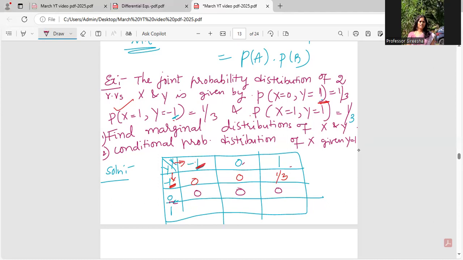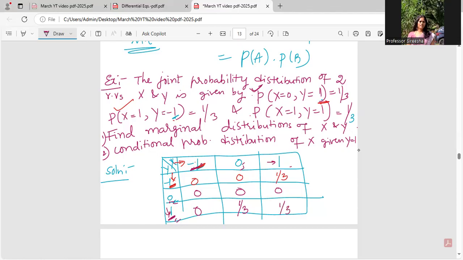Right. Now for x is equal to -1 and y is equal to 1. Is there a value? Again, no. For x is equal to 0 and y is equal to 1, yes, there is a value. That is 1 by 3. So I'll be writing here 1 by 3. You can take x and y either way, guys. It is not compulsory that x should be on top and y should be at the side. Either way you can take. There's no problem at all. For x is equal to 1 and y is equal to 1, is there a value? Yes, that is 1 by 3.